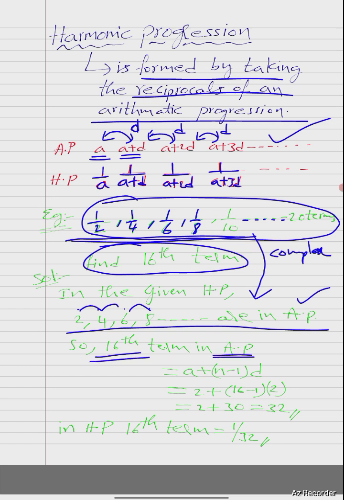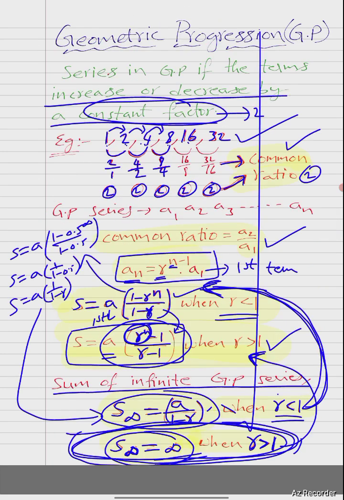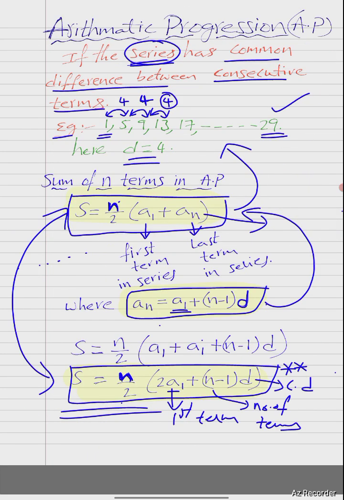What is the formula? The nth term is equal to a plus n minus 1 into d. So here the 16th term is what? a, the first term 2, plus 16 minus 1 into 2. So we get 32. So 32 is the 16th term in AP. Then what is the 16th term in HP? It is simply the reciprocal, 1 by 32. I hope you understood the minimum basics about AP, GP and HP. That's it for the day.